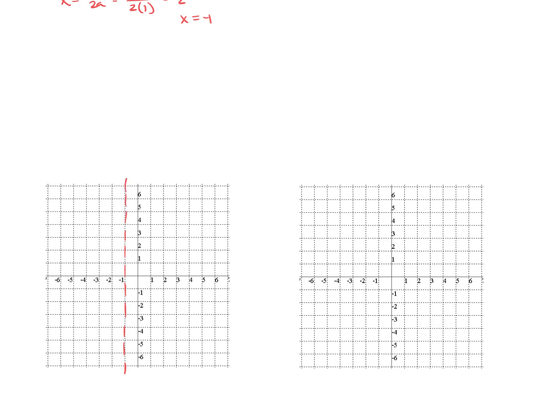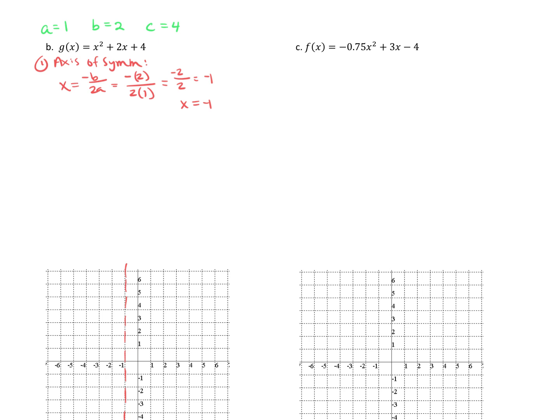All right, step 2, we want to find the vertex. The vertex has the same x value as your axis of symmetry, so you already have half of your vertex. To get the other half, we're going to plug in a negative 1 to our function and see what we get back for the y value. So use parentheses, negative 1 squared plus 2 times negative 1 plus 4. We simplify that and we get a positive 3. So our vertex is at that ordered pair, negative 1, 3.